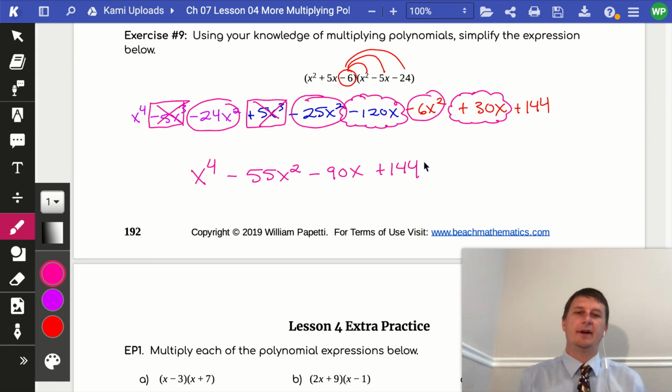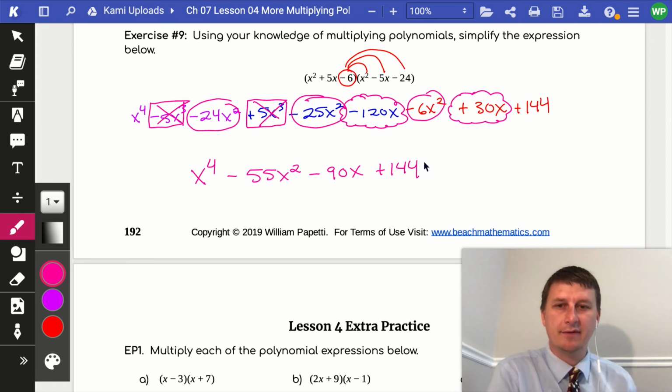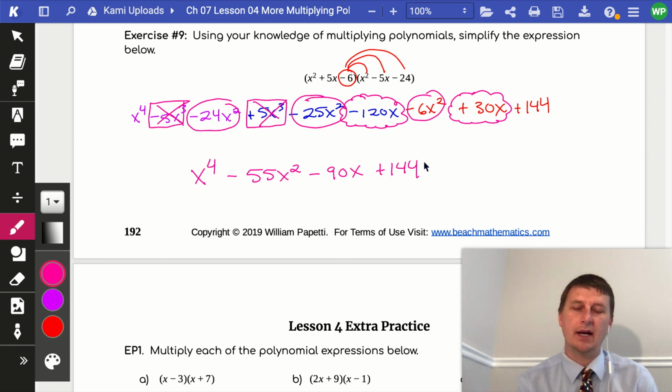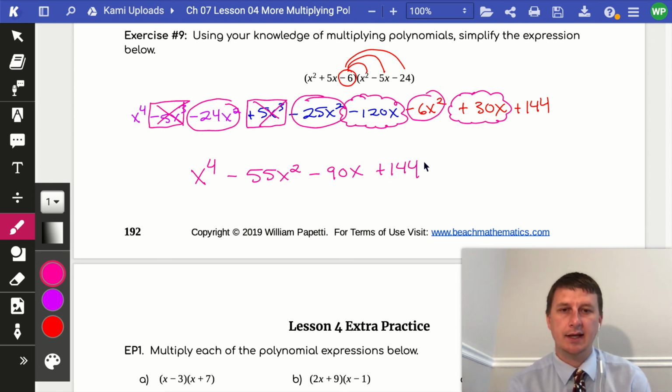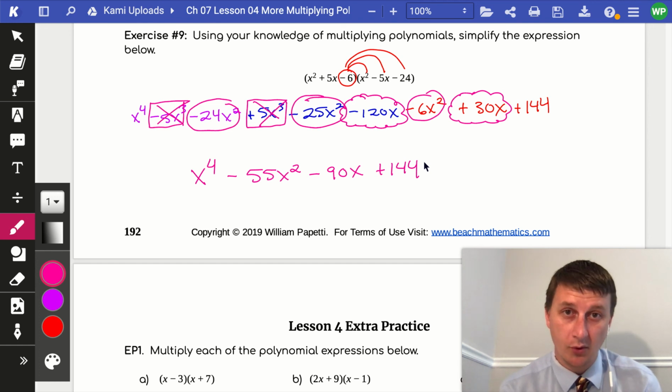And my simplified expression as a polynomial in standard form is going to be x to the 4th minus 55x squared minus 90x plus 144.